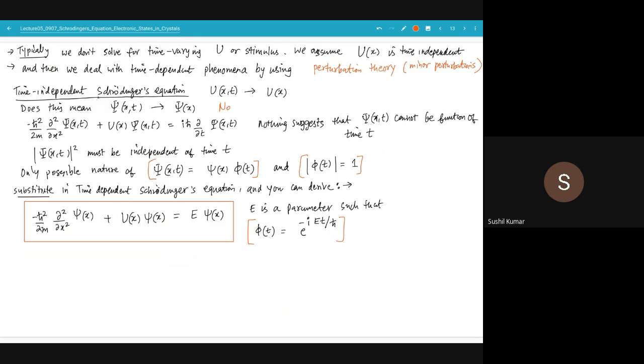Oh, but the derivative of phi of t must equal phi of t for them to cancel out in the equation, right? Yeah, so when you take its derivative with respect to t, then you get minus i E over h bar, and that cancels with i h bar, and then you get E. So you can think of it like this: instead of this phi of t, you're using this parameter E. We don't know what this parameter E is, how to solve it.